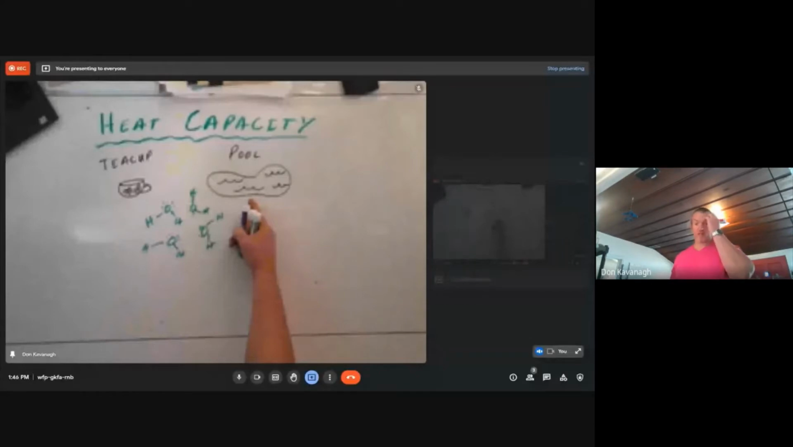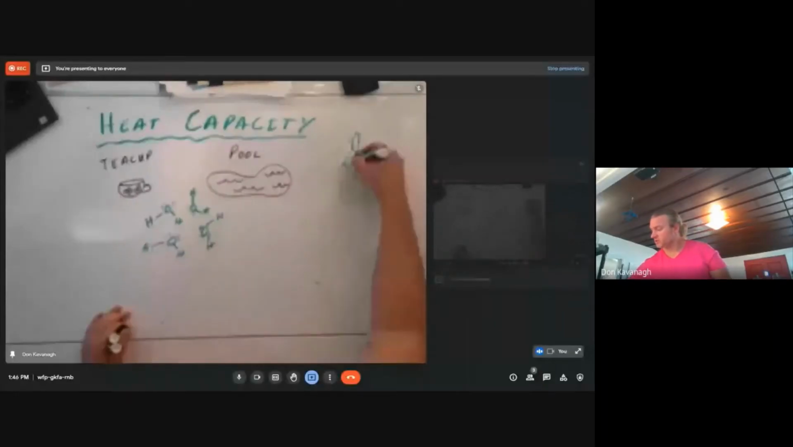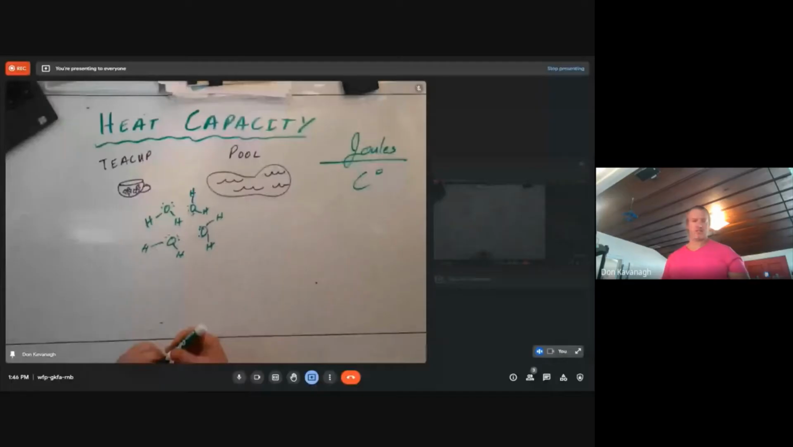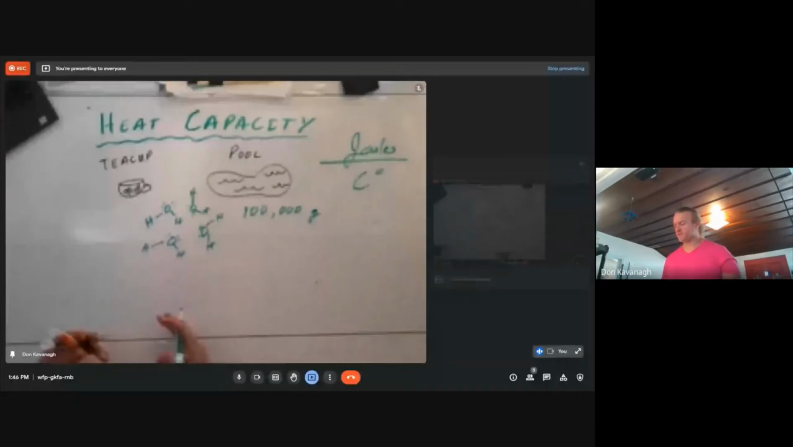Heat capacity has the units of joules per degree Celsius. So it looks really similar to specific heat, but it ain't. Let's say this pool is filled with 100,000 grams of water. That's not big enough for a pool, but I'm just picking a big enough number, okay?